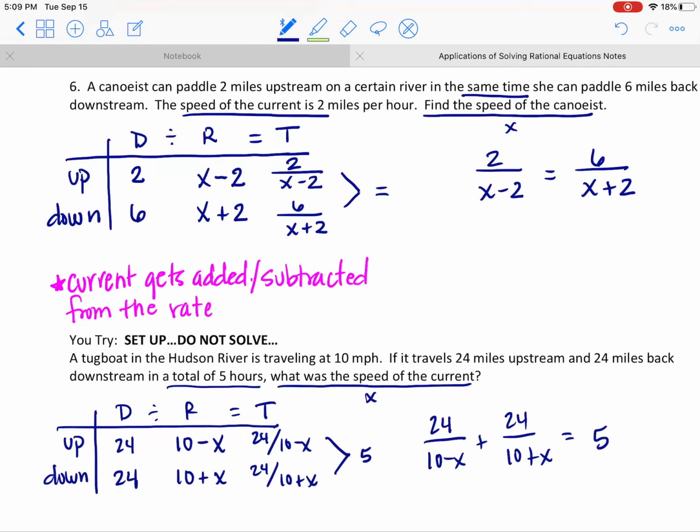Again, you can access the completed problems, the solutions to these last few on the Canvas site. And if you have any issues with any of the setups, or you want to see or get more of an explanation on the solving parts, then just reach out. I'll be here to help.